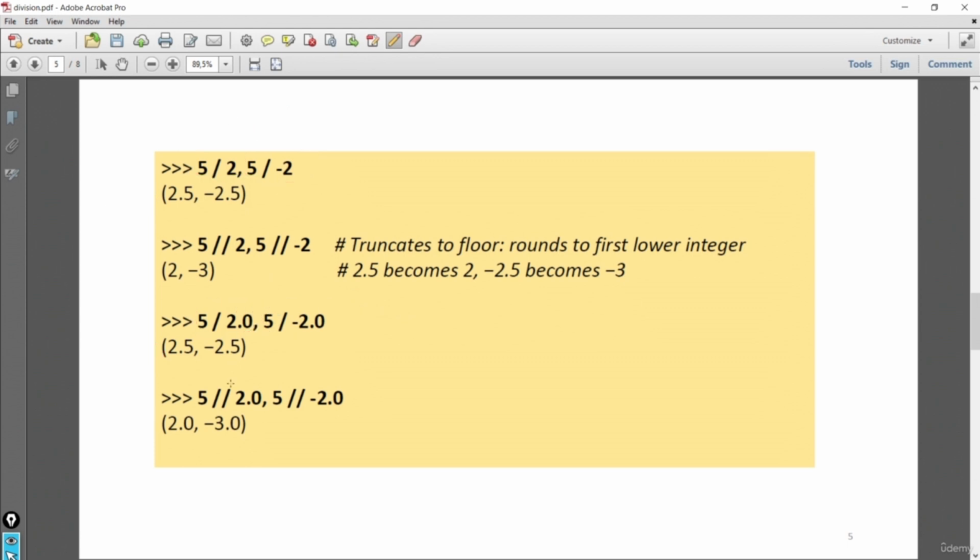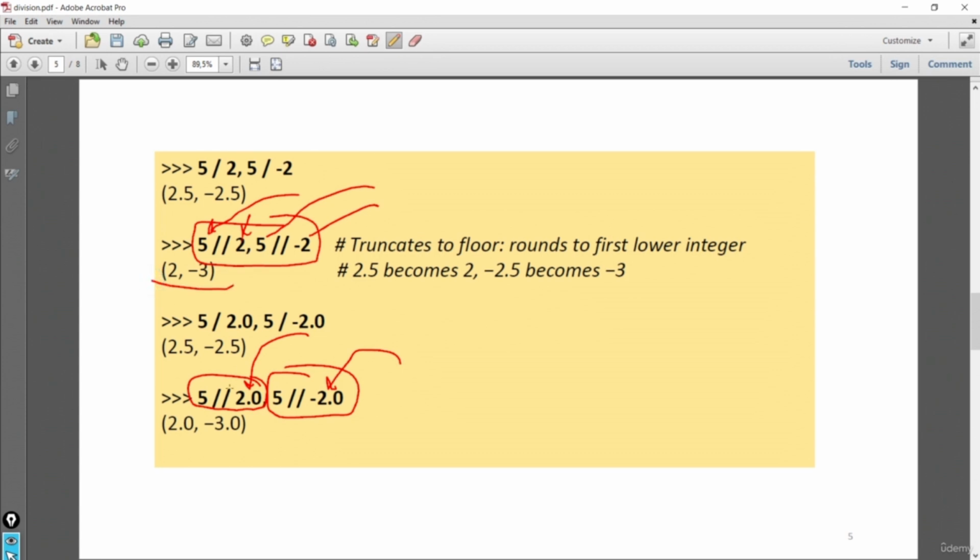Now consider floor division. Here one of the numbers is a floating point number. In the previous combination, both are integers. Here the results are integers, 2 and -3. Here the results are floating point numbers, 2.0 and -3.0. They have equal magnitude, but the types are different.